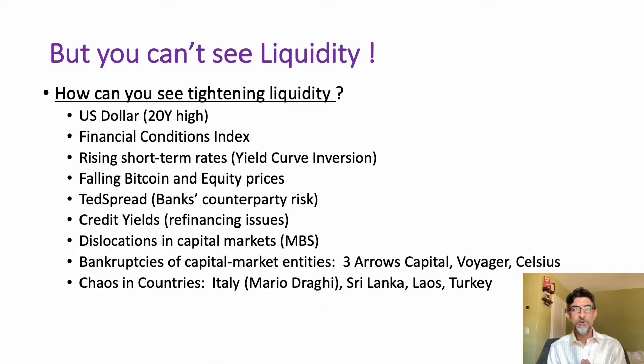And more recently, we have dislocations in capital markets. Right now, it's very small. It's just a mortgage-backed securities market. What we are seeing are bankruptcies in capital market entities. And as you can see here, these are crypto-related, such as the hedge fund Three Arrows Capital, the Voyager Exchange, I should say, centralized exchange, and the Celsius Lending and Borrowing Protocol, which just went bust this week.